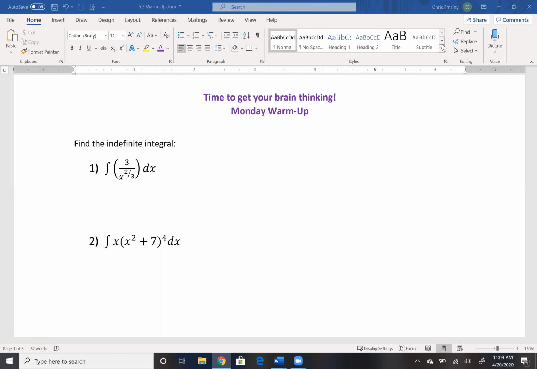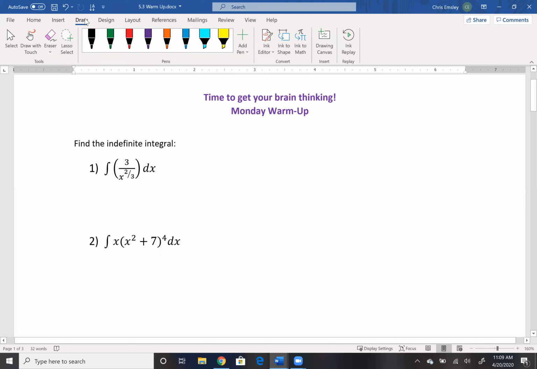Okay, so these are two integration problems, which is what we covered in 5.1 and 5.2. These two problems actually use two slightly different techniques. One of them requires substitution and one of them does not. So let's look at the first one first.